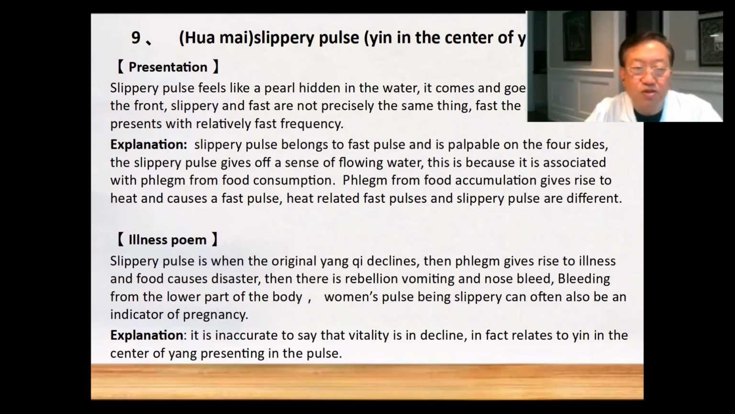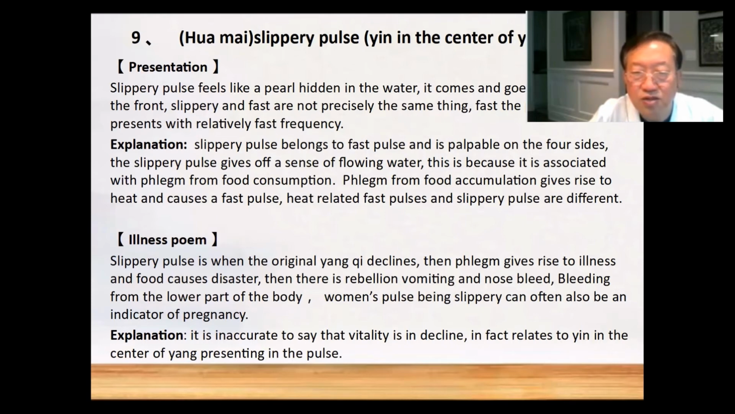Explanation. Slippery pulse belongs to fast pulse and is palpable on the 4 sides. The slippery pulse gives a sense of flowing water. This is because it's associated with phlegm from food consumption. Phlegm from food accumulation gives rise to heat and causes a fast pulse. Heat-related fast pulses and slippery pulses are different.